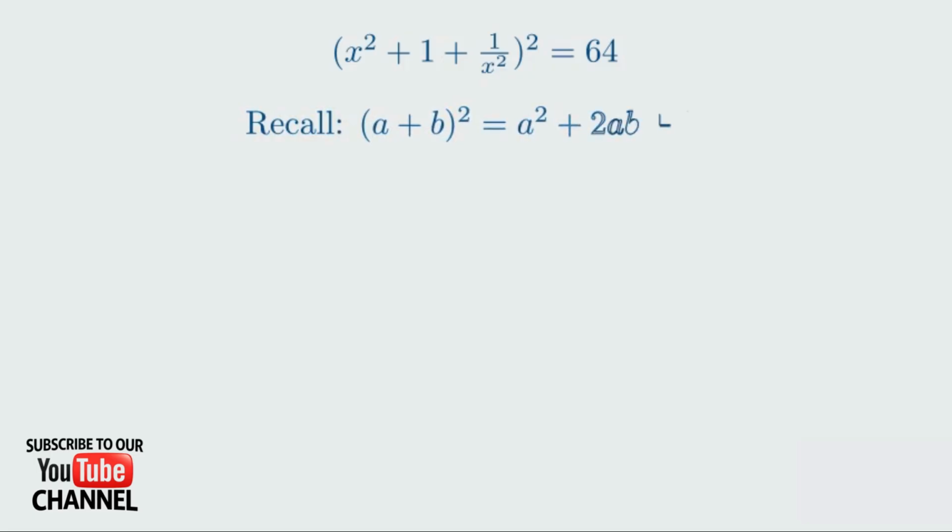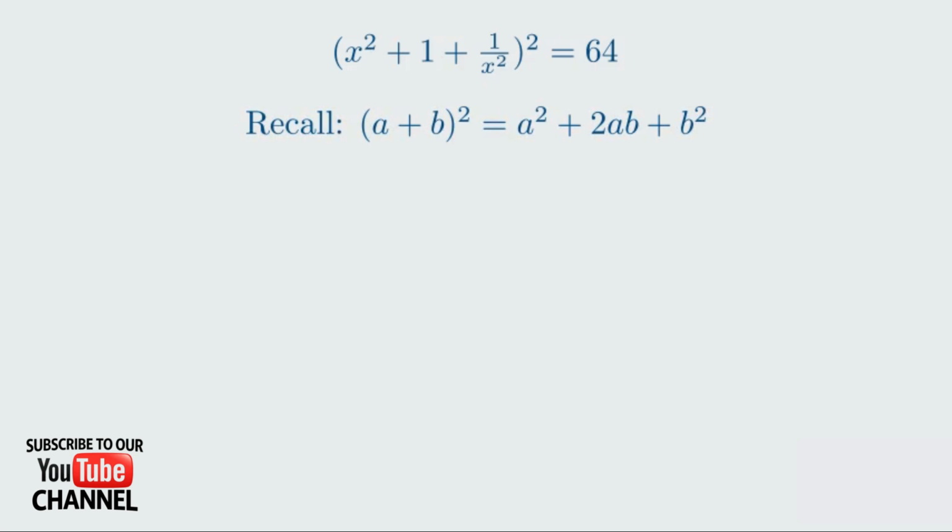Let's begin by observing our equation closely. Notice the expression inside the parentheses. We have x squared plus 1 over x squared. Our first objective is to simplify this part of the expression. The key here is to recognize a pattern from binomial expansion. Recall the formula for squaring a binomial. (a + b) squared equals a squared plus 2ab plus b squared. Let's see if we can force our expression to look like this.